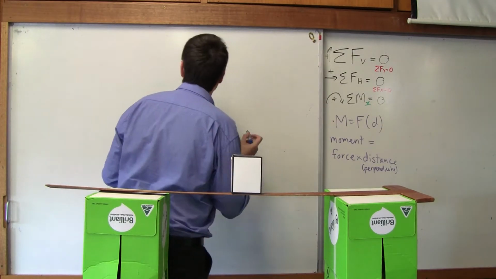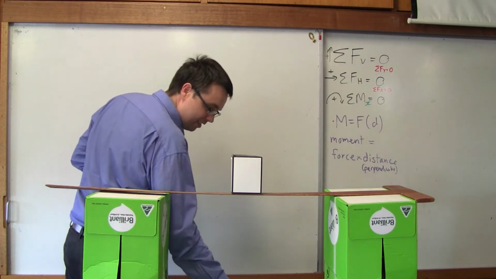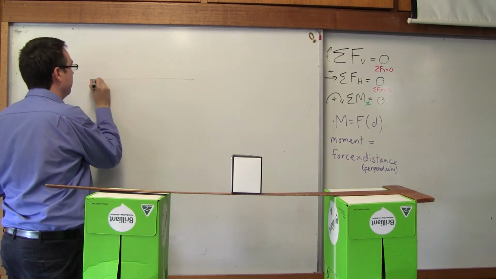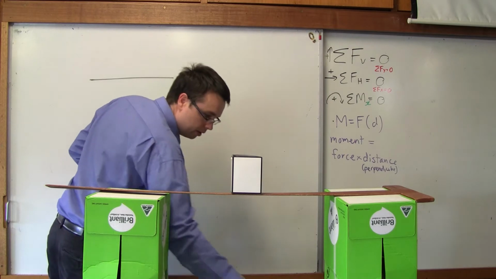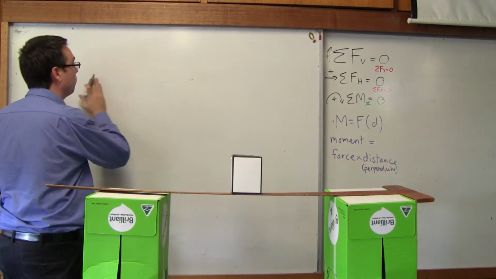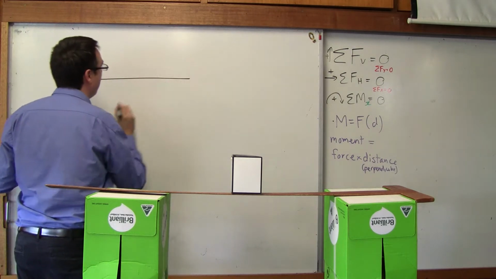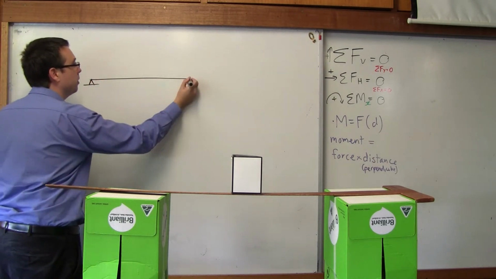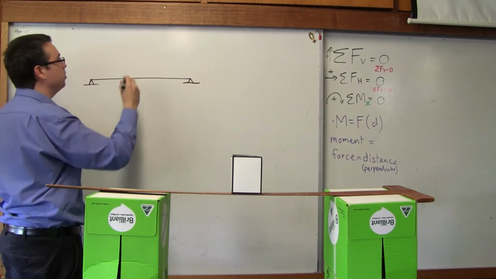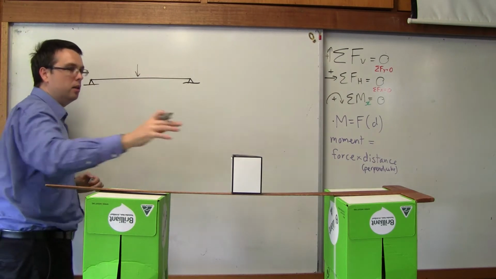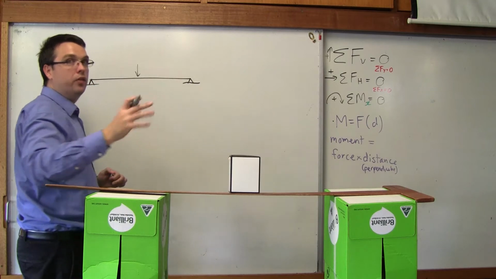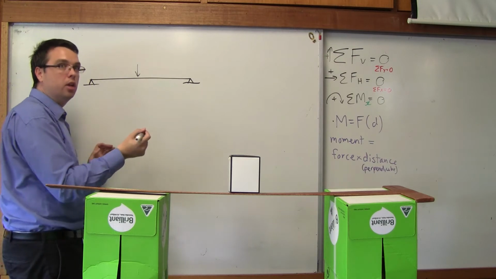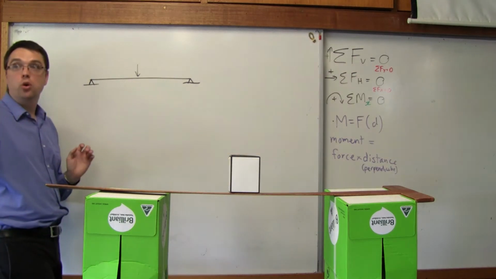Okay, so what we've got here is a beam. And I've got some reactions. And in the middle of this beam I have a force. Let's say this box, 1 kilogram. If it's 1 kilogram, what's its weight? 10 newtons. On Earth, if it's 1 kilogram, its weight is 10 newtons.